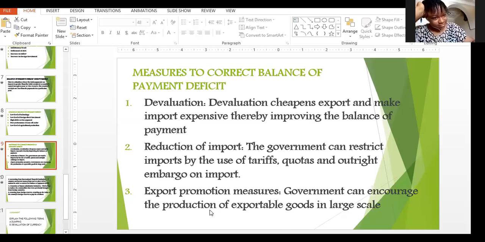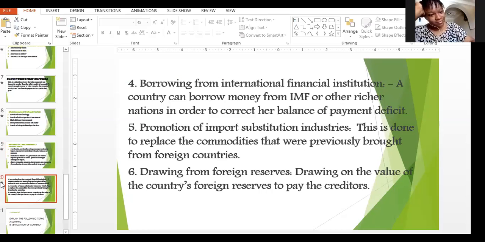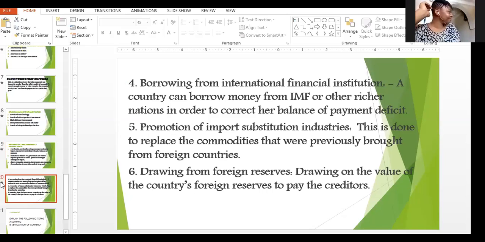Another way is export promotion measure. Government can encourage production of exportable goods in large scale. Some agricultural produce can be exported, and government can encourage the farmers to produce them in large scale. Another way of controlling it is borrowing from international financial institutions. A country can borrow money from IMF, the International Monetary Fund, or other richer nations in order to correct a balance of payment deficit. You can borrow. And then if you are wise, you service it, and you will not still be in another deficit.